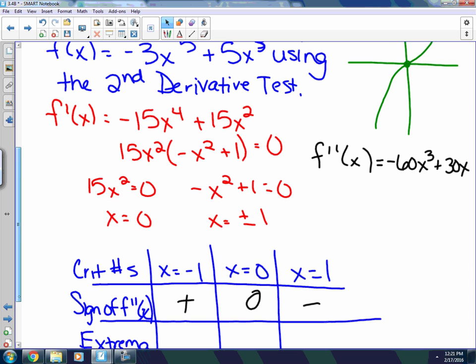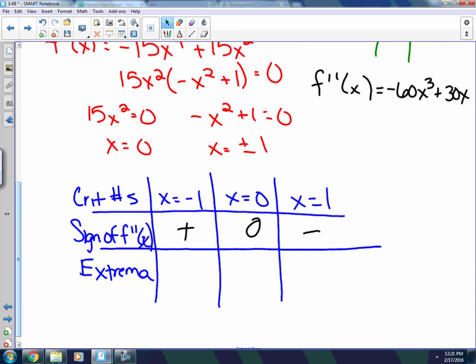All right, so this is telling us something about our second derivative. When our second derivative is positive, that means it's concave up. So what kind of extrema is that? A min. Let's skip over to this one. When your second derivative is negative, that means concave down. So the extrema is a max.